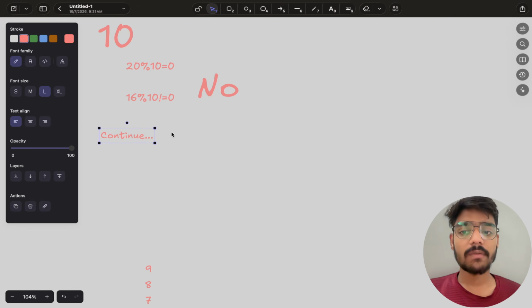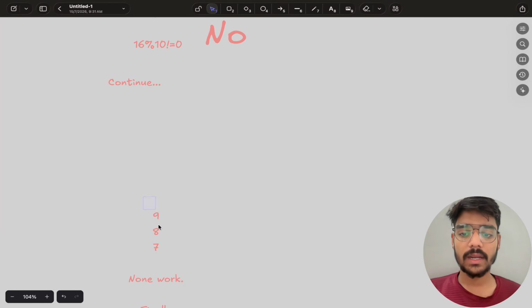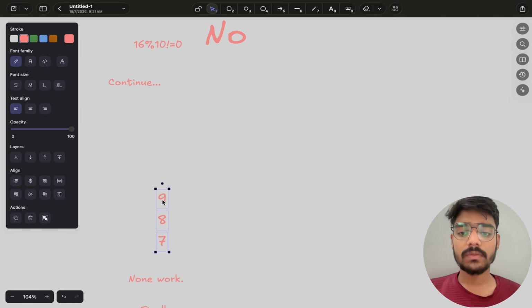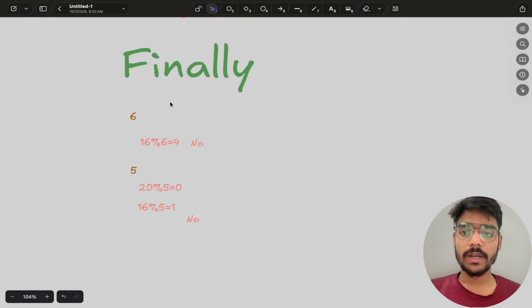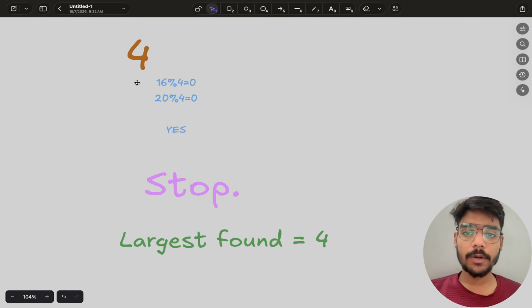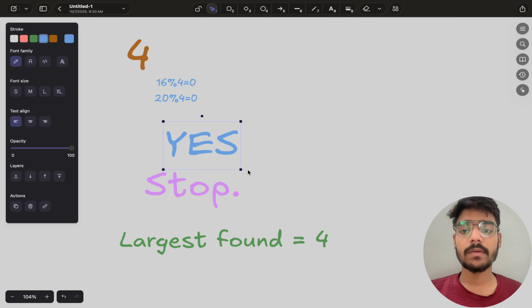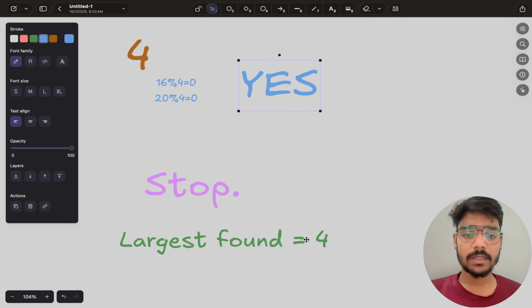After continuing this, we have 9, 8, 7 and so on, which are non-working because they are not dividing both. Finally, 6 is not dividing, and 5 is also not dividing. Now let us move to 4. 4 divides 16, which gives remainder 0, and it also divides 20, which gives remainder 0. So yes, it is dividing both numbers. So the largest number is 4.